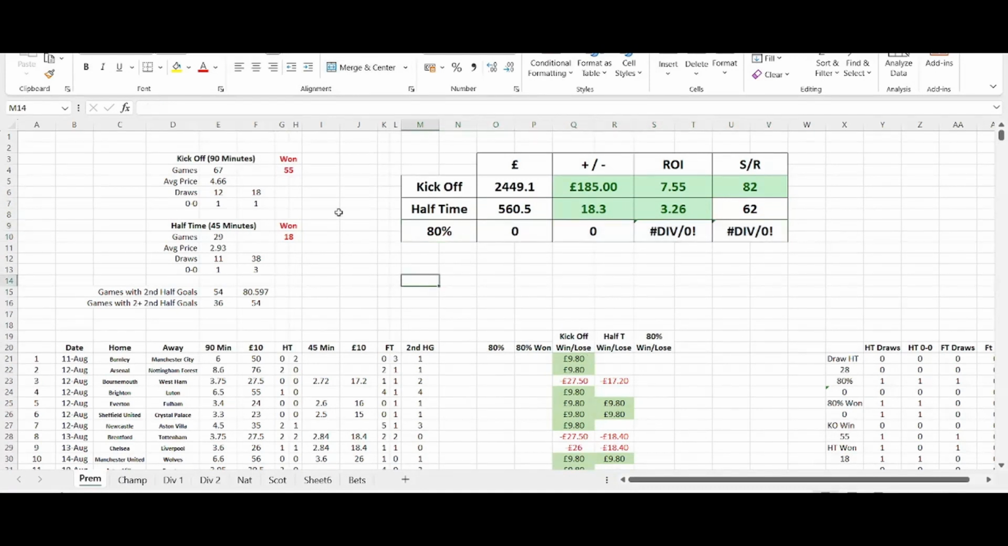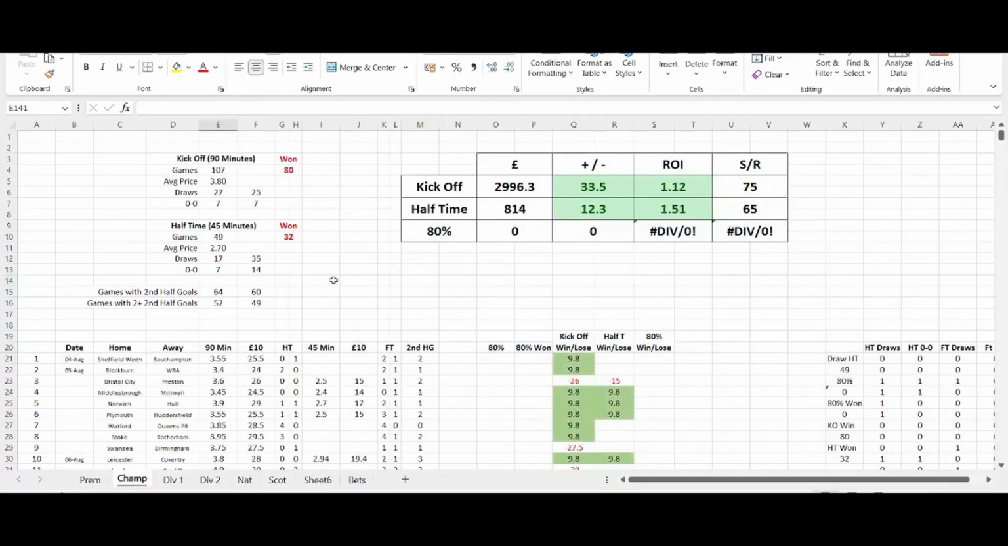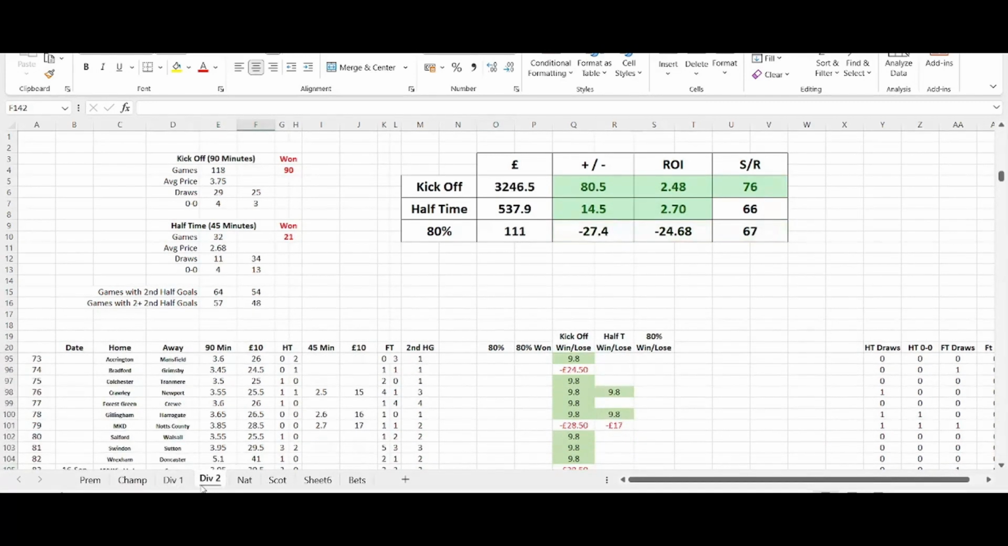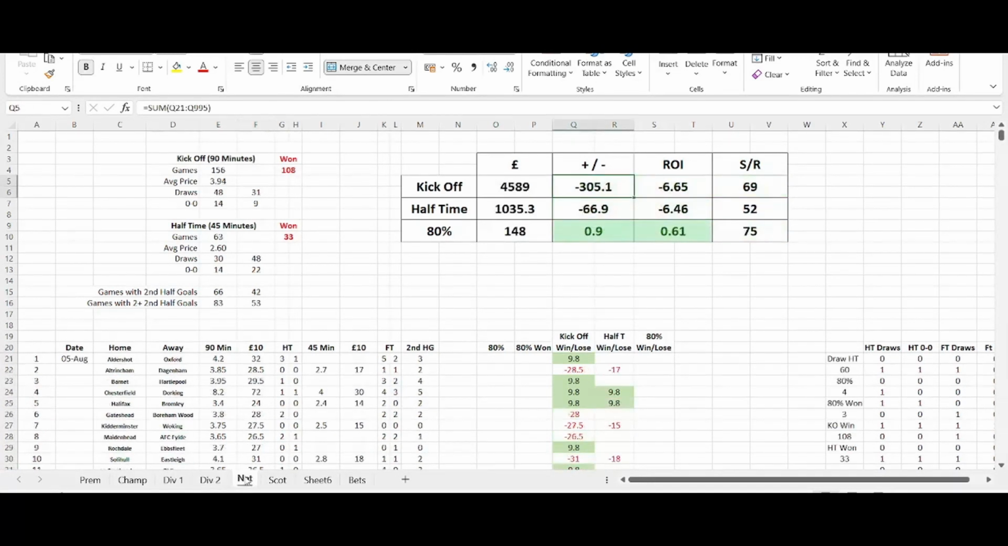So like I said, I've done this for the Premier League. I've also done it for the Championship. I'm not going to talk you through it again, but if you want to pause to see the results, you can do. I've also done it for Division 1, Division 2, the National League. As you can see, the National League has been pretty poor. If you was to do it with the National League, you'd have been down minus £305 so far, or minus £66 at half time.